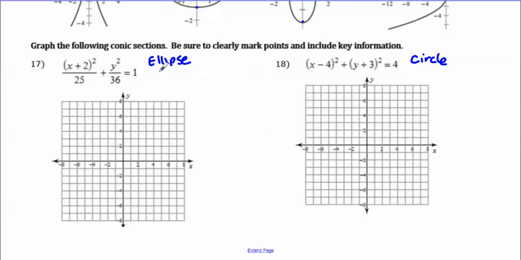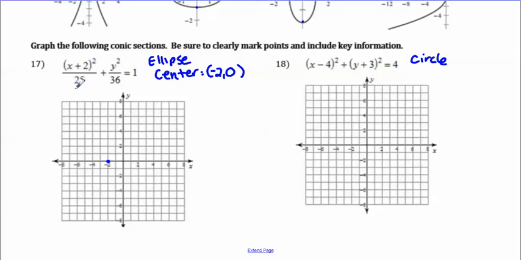Let's start by finding the center of your ellipse. Okay. So the center is going to have an x-coordinate, that's the opposite of this number, so -2, and there's nothing with the y, so that's going to be 0. So center is negative 2, 0.